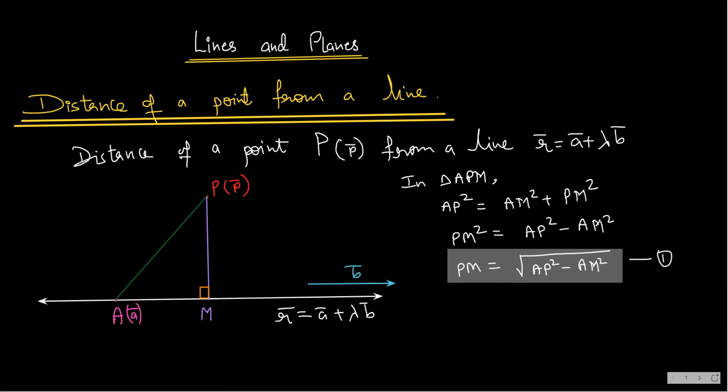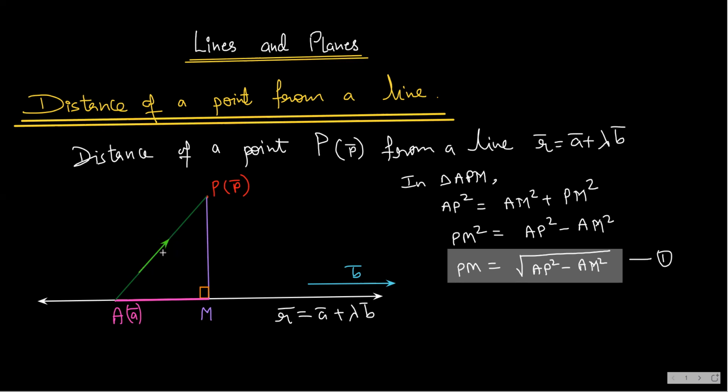You know what is AM? This is AM. Look at this. This I will have to find. Now, in order to find AM, I define AM as the projection of vector AP bar on B bar.